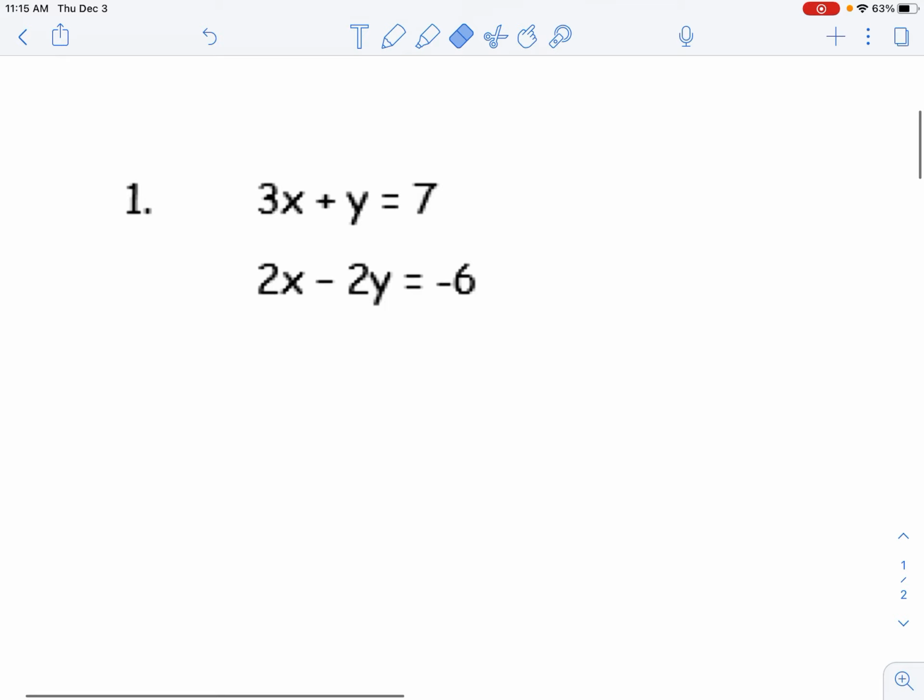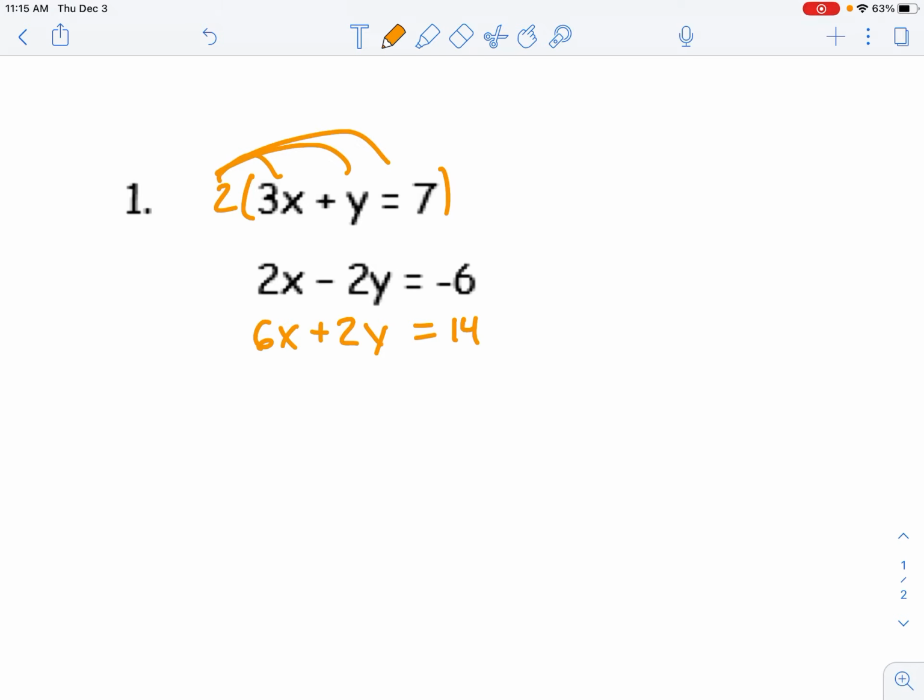We're going to use elimination here, and if you've watched the previous video or if you were in class the previous day, you should be able to get this one. We are just going to multiply the top by 2. And so for the top one, we're going to get 6x plus 2y equals 14. We just distributed that 2 throughout the entire equation. Now that didn't change the equation, that just changed the way that it looks. Then I can basically cross that one out.